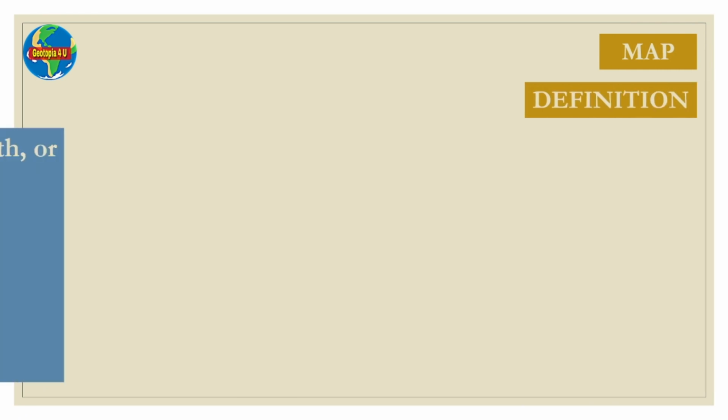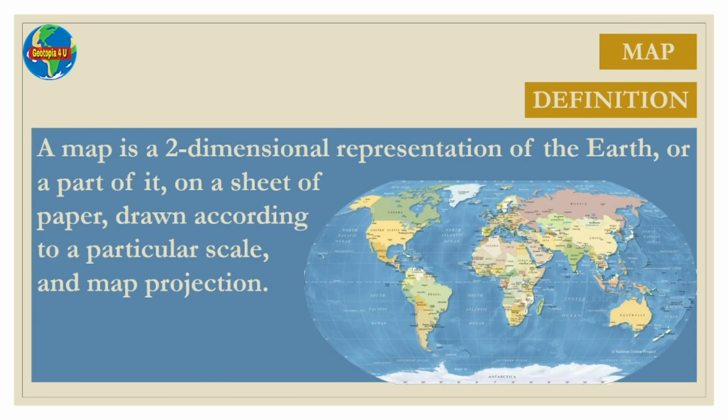First, it is important for us to understand what exactly is a map. A map can be defined as a two-dimensional representation of the Earth or a part of it on a sheet of paper drawn according to a particular scale and map projection.